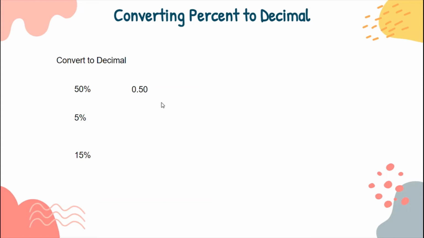Same as our example number 2 here, 5%, the decimal point is here. Move 2 places to the left, 1, 2, and that will be the position of our decimal point. Next, we have 15%. Move the decimal point 2 places to the left. The answer is 0.15.